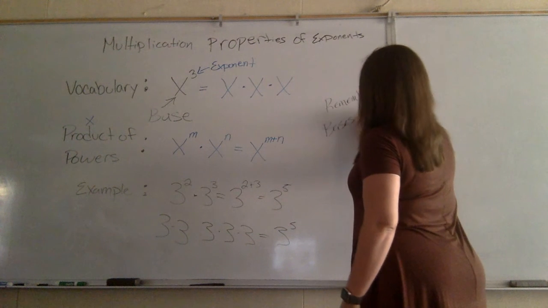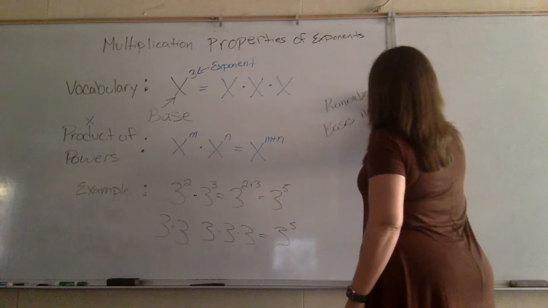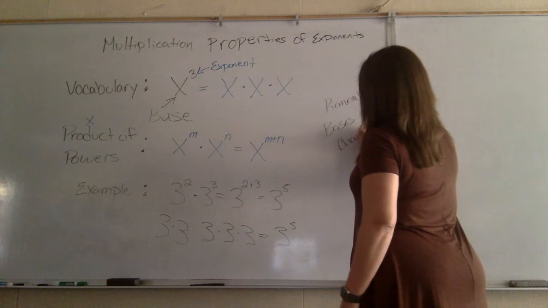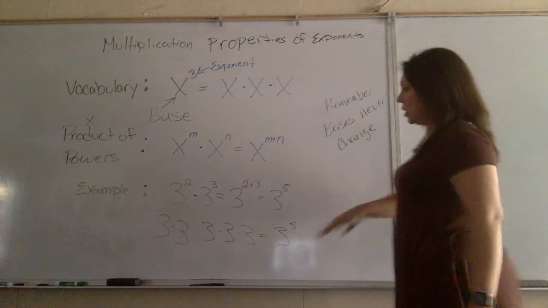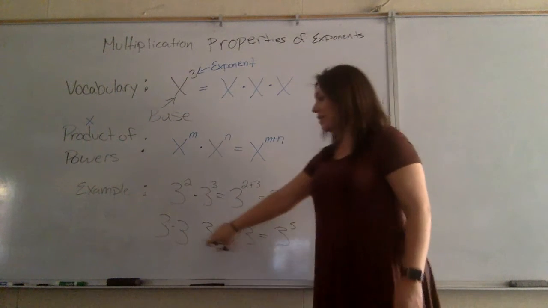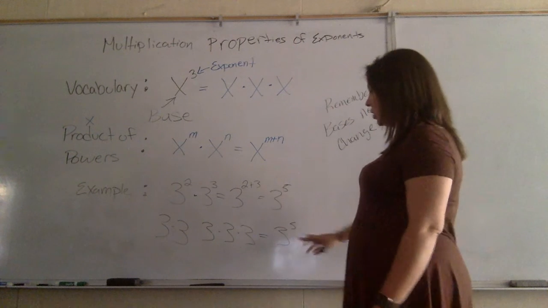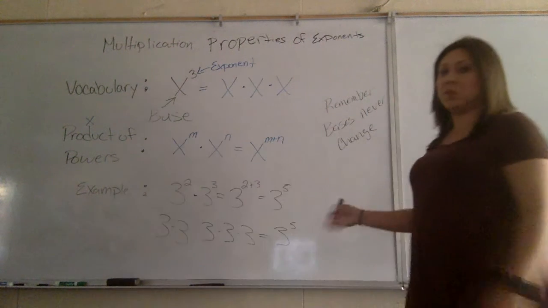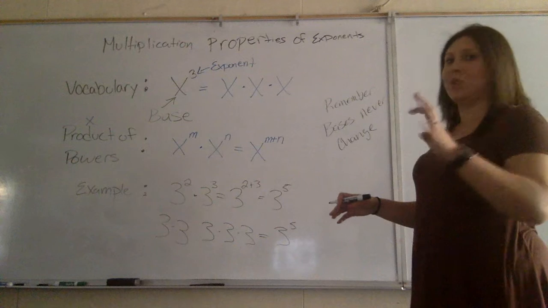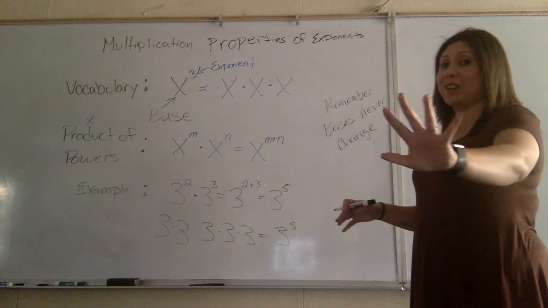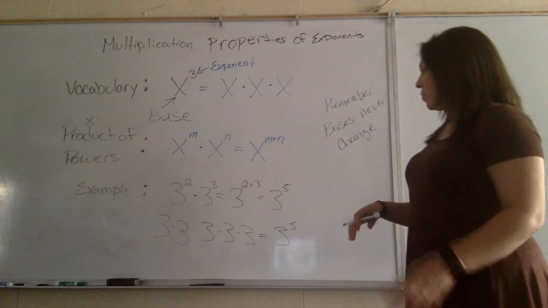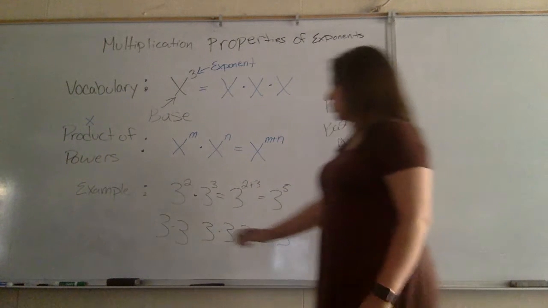Remember, bases never change. All right, so this 3 did not change. The only time it would change is if we actually did do 3 times 3 times 3 times 3 times 3, 5 3s. All right, and I mean, we could do that.